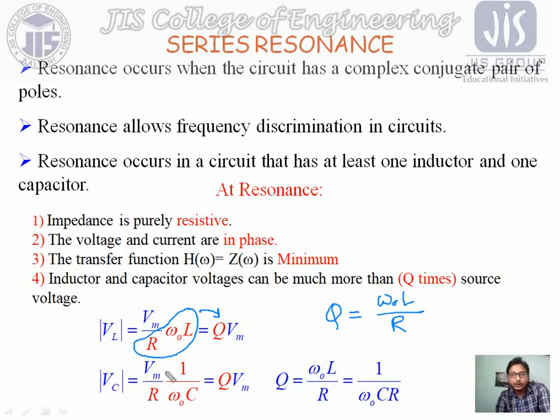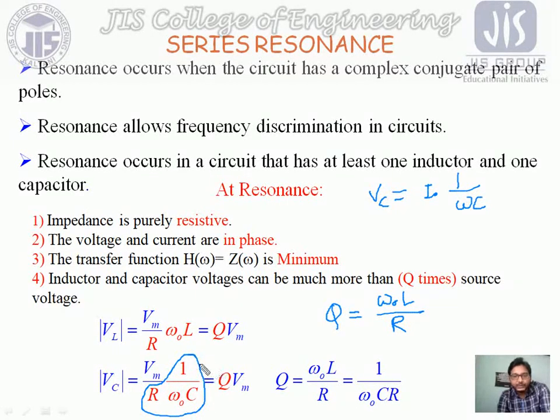Similarly, for the capacitor, the capacitor voltage Vc will be nothing but I into 1 by j omega c, that is 1 by omega c. I is Vm by R, so multiplied by 1 by omega c. Again we can see that the capacitor voltage is the source voltage multiplied by the factor 1 by R into omega 0 into C.